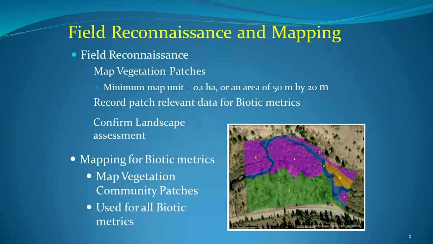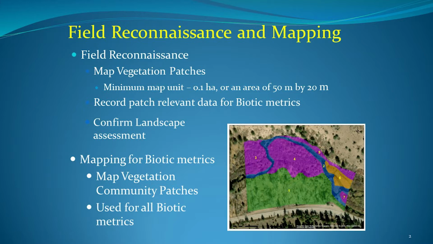The rating for all the metrics is based off of mapping and reconnaissance, which involves mapping the vegetation patches on your sample area map and then collecting data on a pair of worksheets that will help you rate all the metrics. Once you've done the walkthrough with the map and gone through the whole site, you will have all the data you need to rate all 5 metrics.